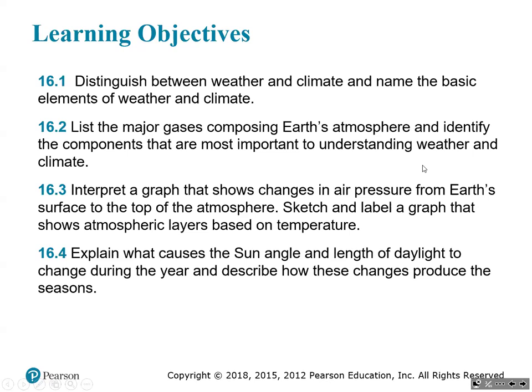We'll talk about how to look at a graph that shows changes in air pressure from Earth's surface to the top of the atmosphere, and how to talk about a graph that shows you the atmospheric layers based on temperature. So we'll talk about how pressure varies from the surface to the top of the atmosphere and how temperature varies. We'll explain what causes the sun angle and length of daylight to change during the year and talk about how these changes produce the seasons. So we'll talk about what causes the seasons.